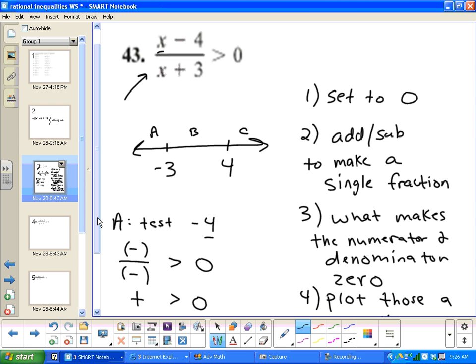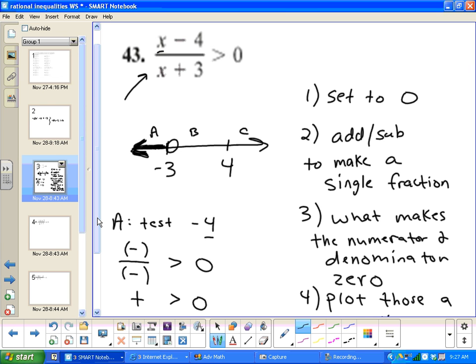So is a positive greater than 0? Yes. Okay. So this part is true. So since this is true, interval A is a part of the solution. So on my number line, I'm going to color in interval A. Now, what do you think I'm going to do at the value of -3, seeing how this says greater than and not greater than or equal to? What kind of open circle? Okay. All right. So because it just says greater than and not greater than or equal to. Okay. If it would have had equal to there, then we'd put a closed circle.